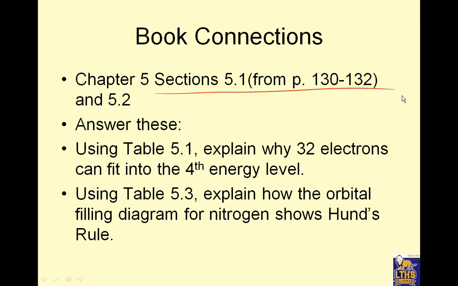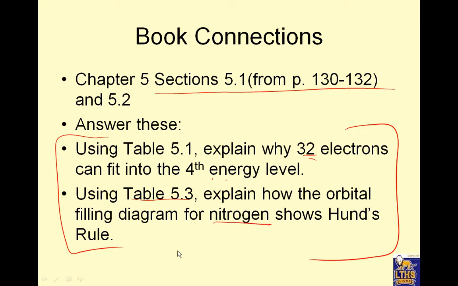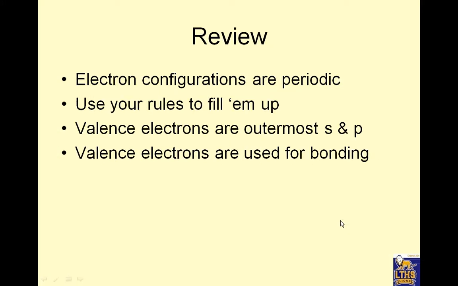Okay, make sure to read chapter 5 of the book. I want you now to answer these 2 questions. Okay, look at table 1, explain why 32 electrons can fit into the 4th energy level. Look at table 5.3, explain the orbital filling diagram for nitrogen. So in that table, see a lot of elements. Look for nitrogen. How it shows Hund's rule. And then you answered those.